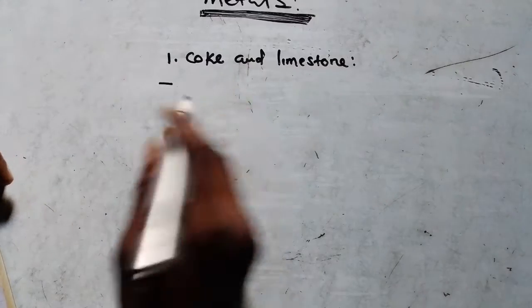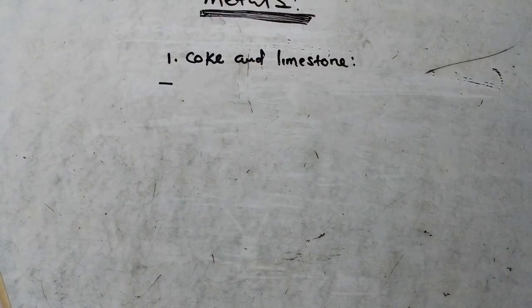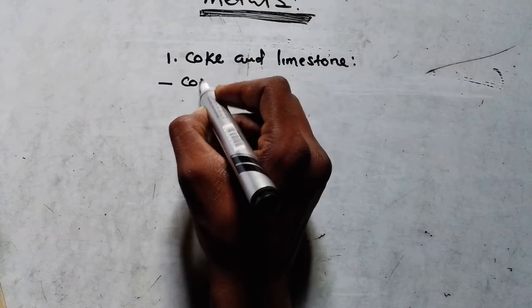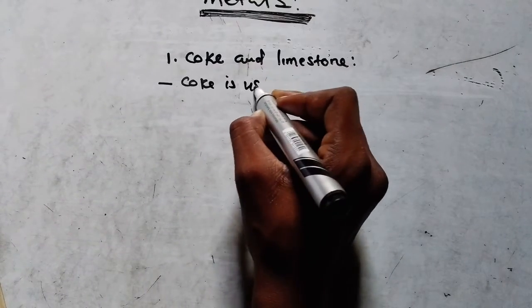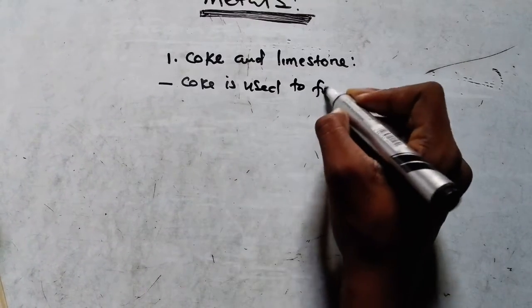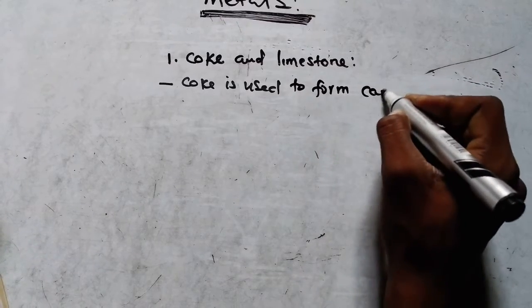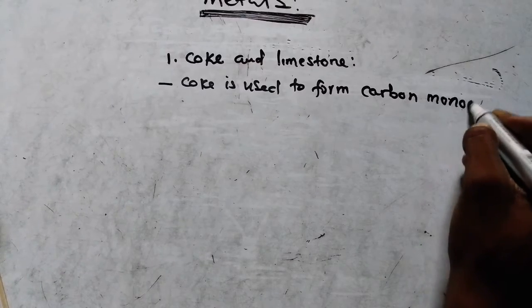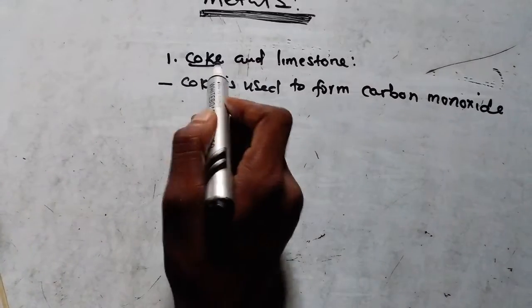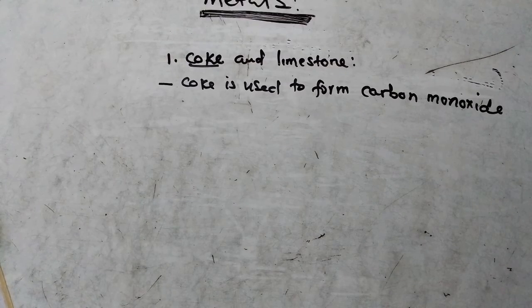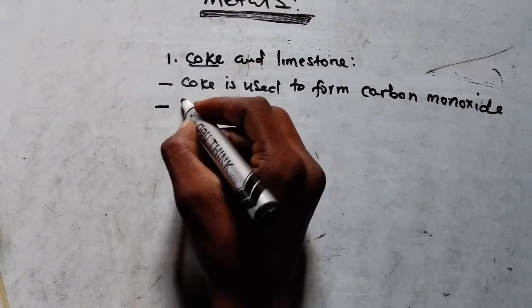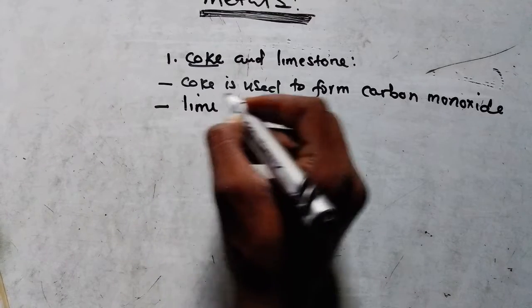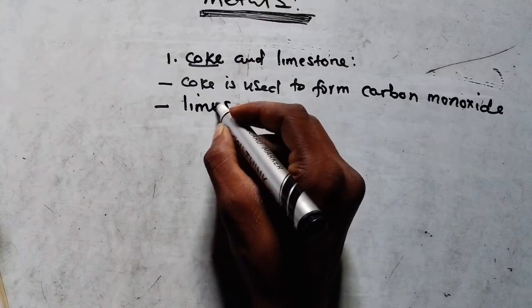So, what is the use of coke and limestone in a blast furnace? Coke is used, so this coke is used to form carbon monoxide. This coke is used to form carbon monoxide. Then, what's the function of limestone? What's the function of limestone?